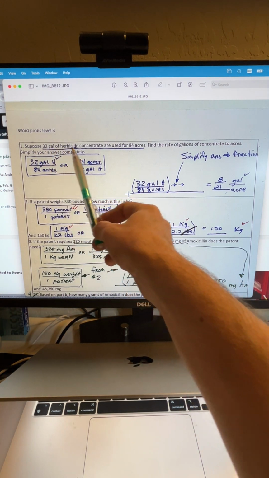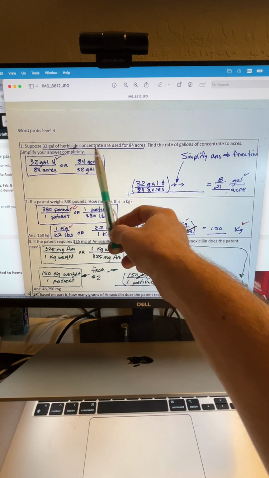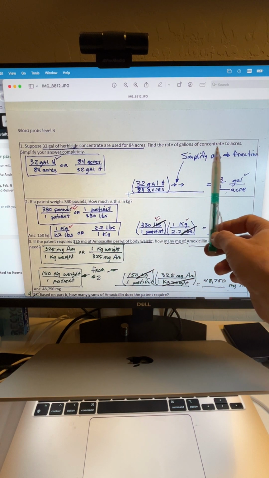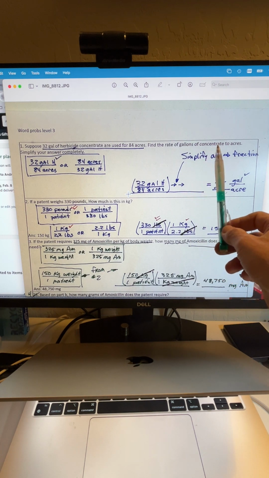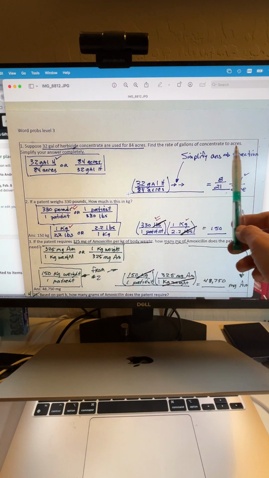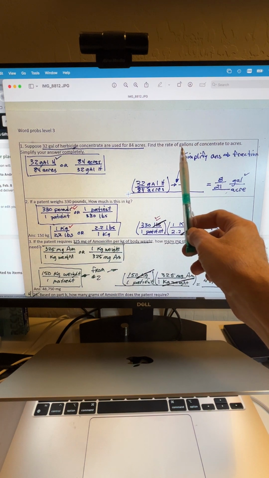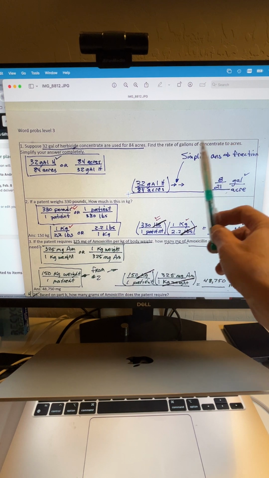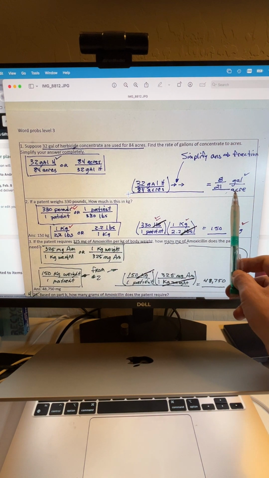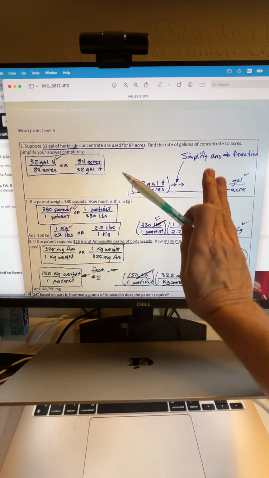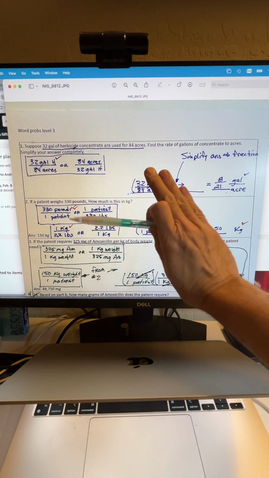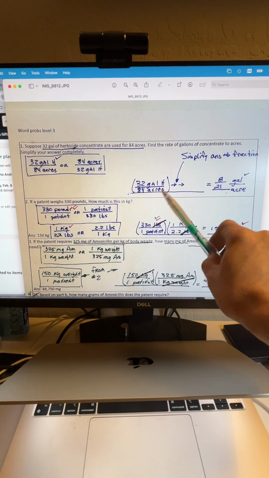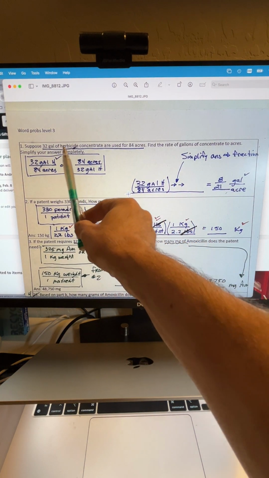So I underline the number we have: 32 gallons herbicide in 84 acres. Find the rate of gallons of concentrate to acres. That's what they want to know. And the unit is gallons of concentrate to acres. So it's gallons to acres, and that means gallons over acres. So I started with that. Pretend all that stuff's not there. I drew the line. Pretend that's not there. And then I went back to the problem.